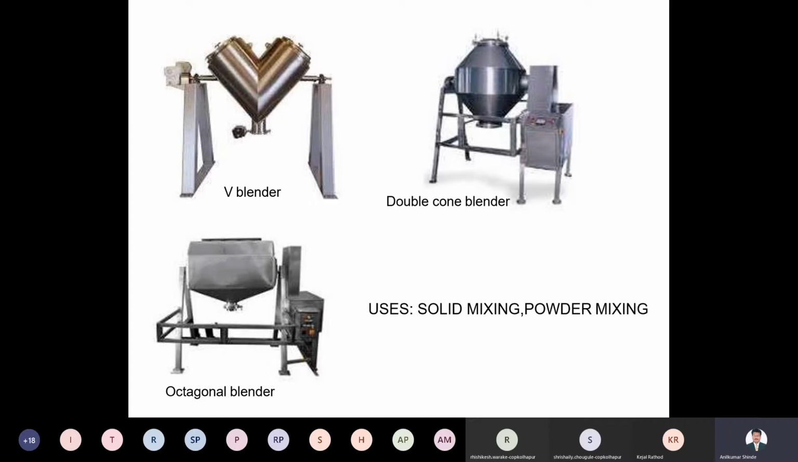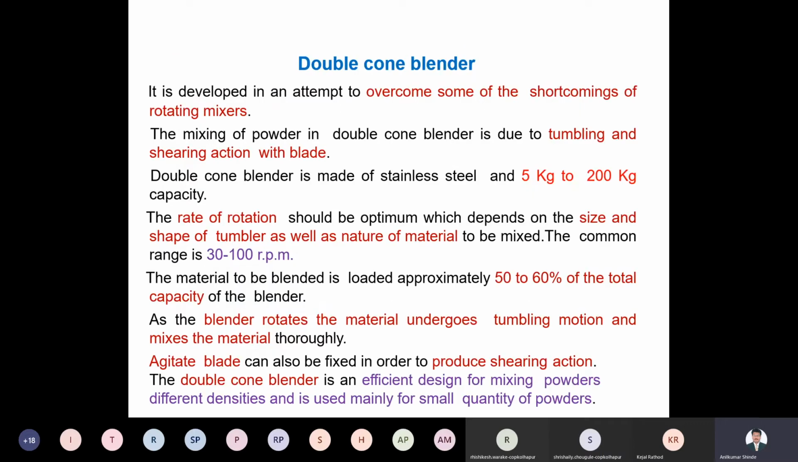So these are the different double cone blenders, developed to overcome the shortcomings of other rotating mixers. The double cone is a very highly efficient mixer. All the powder mixes perfectly, right? The problems of the other mixers are totally overcome with this double cone, right? So for mixing of the powder in the double cone blender, there are the tumbling and shearing actions, right? These are the two mechanisms used for mixing.